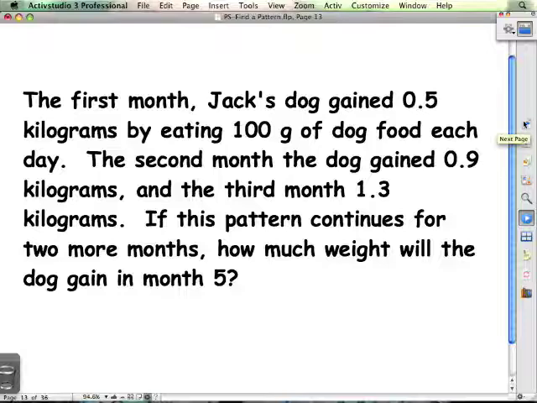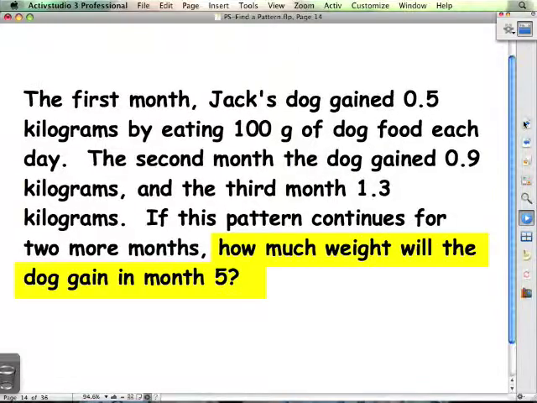The first month, Jack's dog gained 5/10 kilograms by eating 100 grams of dog food each day. The second month, the dog gained 9/10 kilograms, and the third month, 1 3/10 kilograms. If this pattern continues for 2 more months, how much weight will the dog gain in month 5? In word problems, we can often find the question at the end. In this specific problem, the question they're asking us is, how much weight will the dog gain in month 5? In as few words as possible, or in my own words, I want to go back and put the question into our problem-solving quadrant.